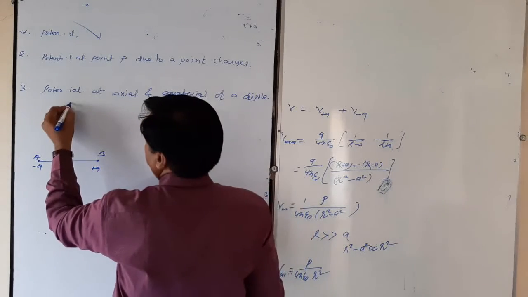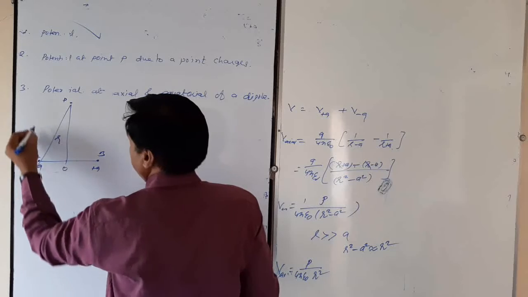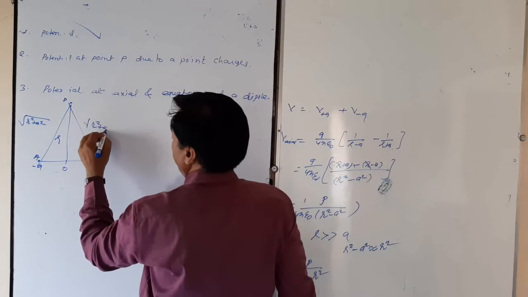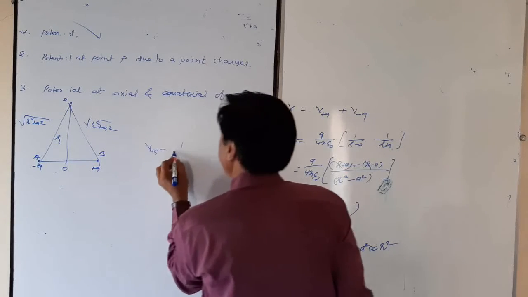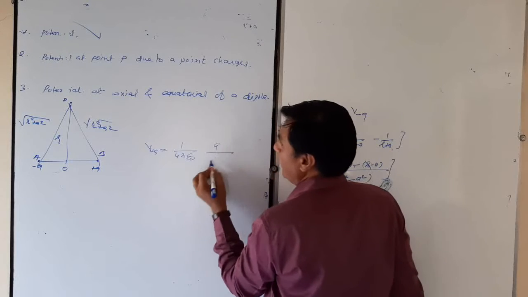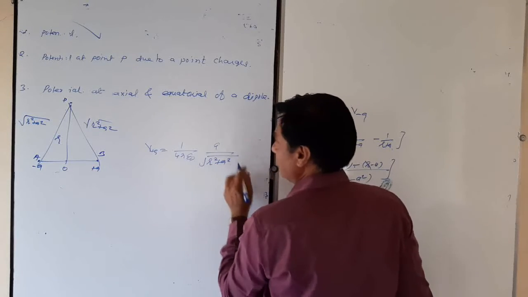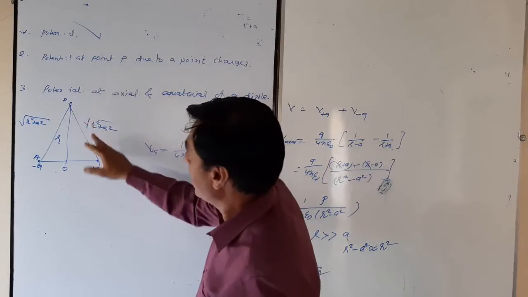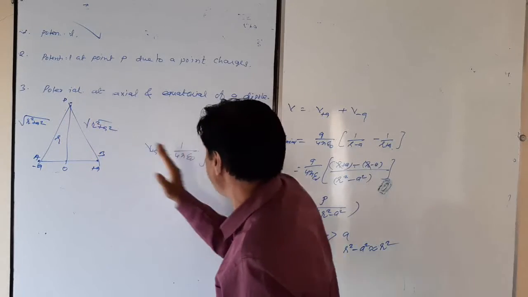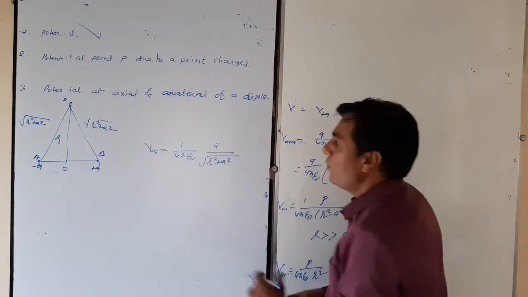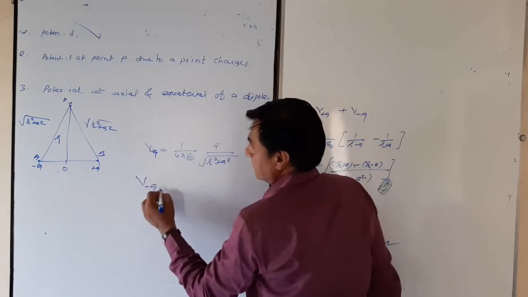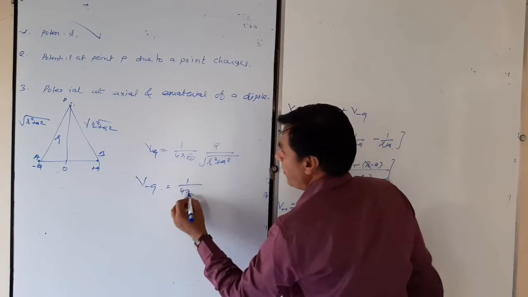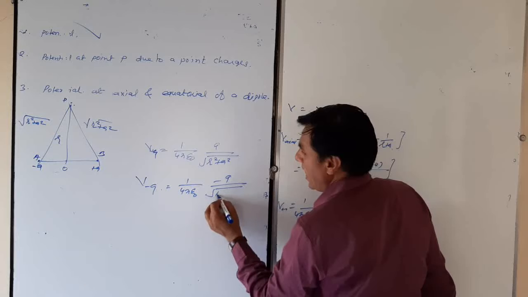AB dipole, point P is at distance r, with AP distance under root r square plus a square. V due to plus Q is 1 upon 4 pi epsilon 0 Q upon under root r square plus a square. Due to a point charge, it is Q by r, Q divided by distance, not distance square, distance only. V due to minus Q: potential at P due to minus Q is 1 upon 4 pi epsilon 0 minus Q upon under root r square plus a square.